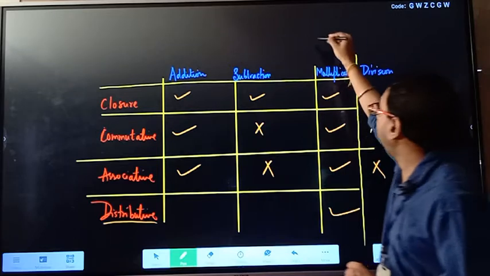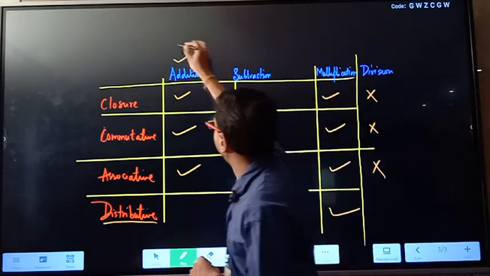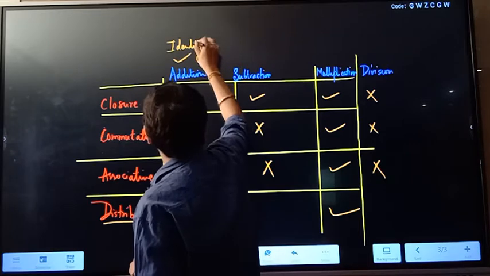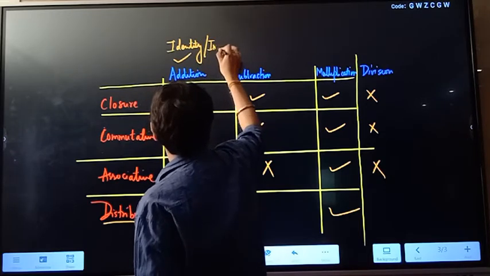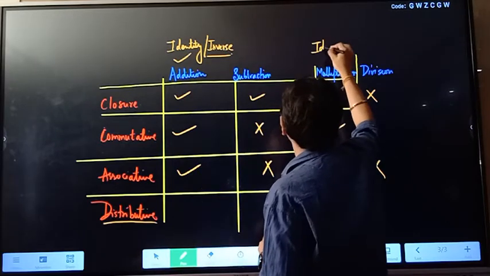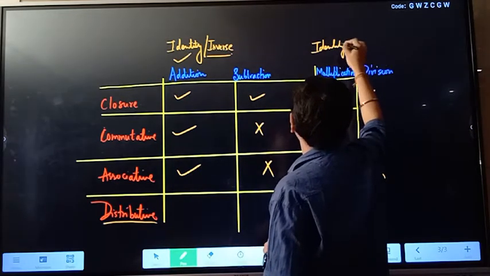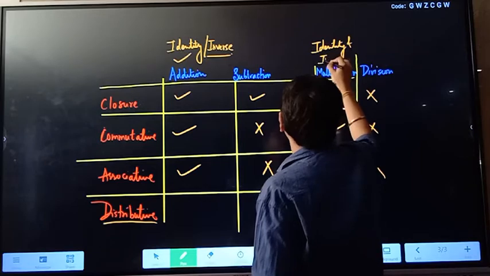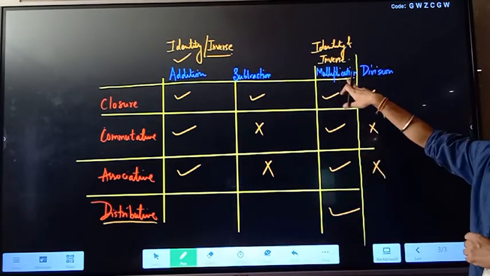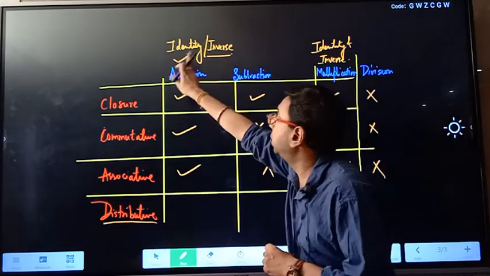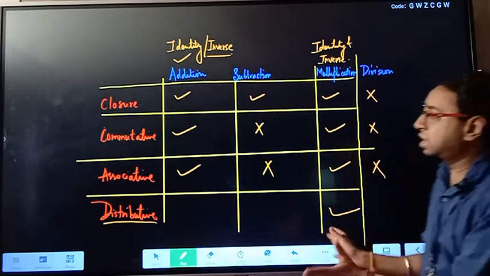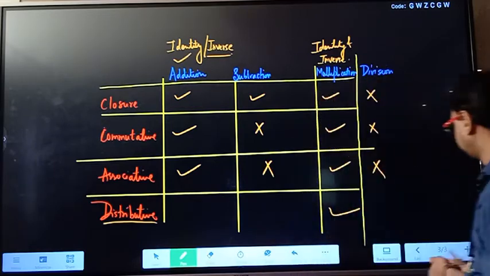When we talk about identity, yes, addition follows the identity and inverse, definitely, and multiplication too follows identity and inverse. Clear? Multiplicative inverse, multiplicative identity, additive identity, additive inverse. The rest do not follow. Clear with this? This is the sum up of the properties.